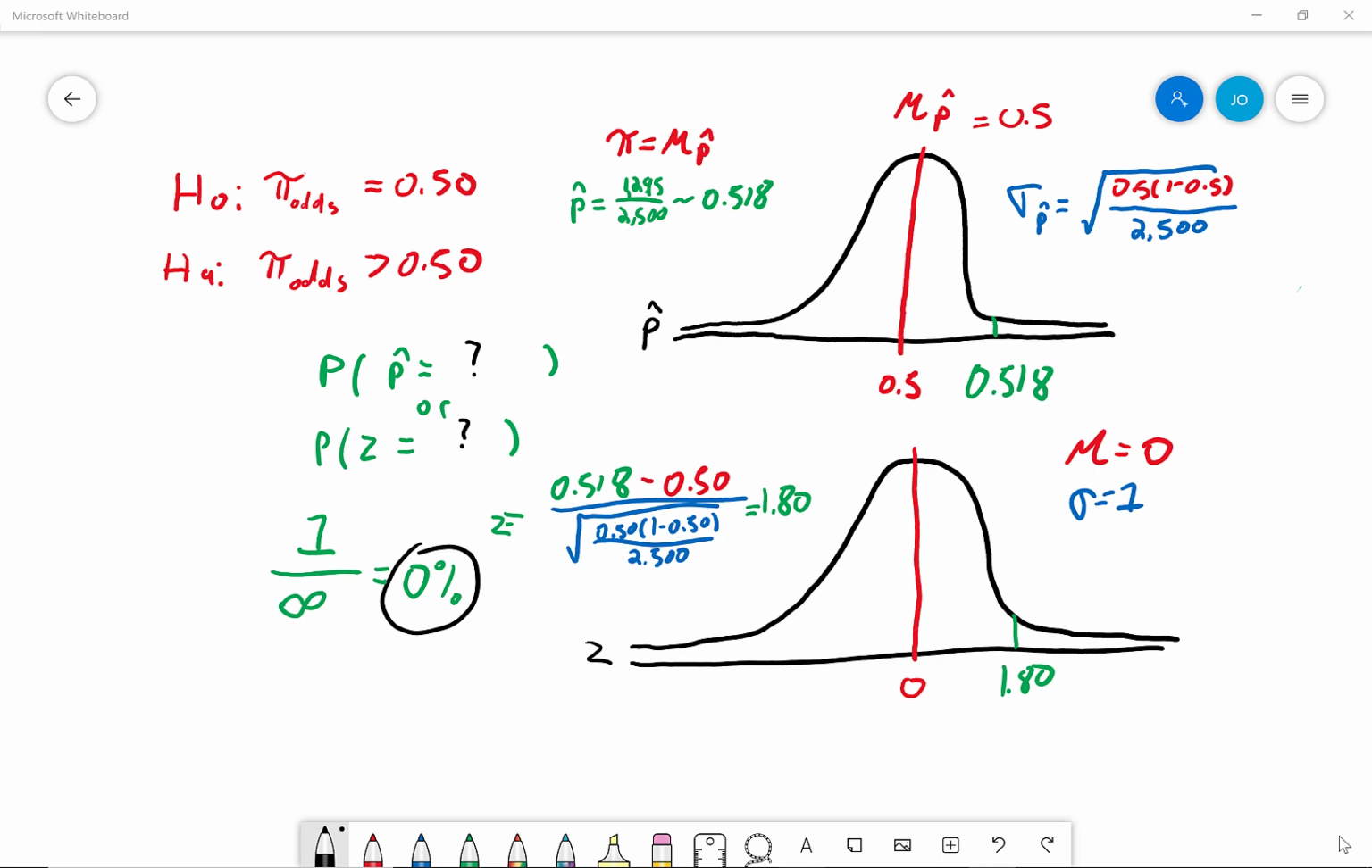In our previous lecture video, we talked about why we shouldn't look at the likelihood of getting the exact sample proportion or the exact z-score that we did, assuming your null hypothesis is true, because that likelihood is always going to be zero. There's an infinite amount of outcomes. One specific outcome will have a probability of essentially 0%. We need to find what's called the p-value.